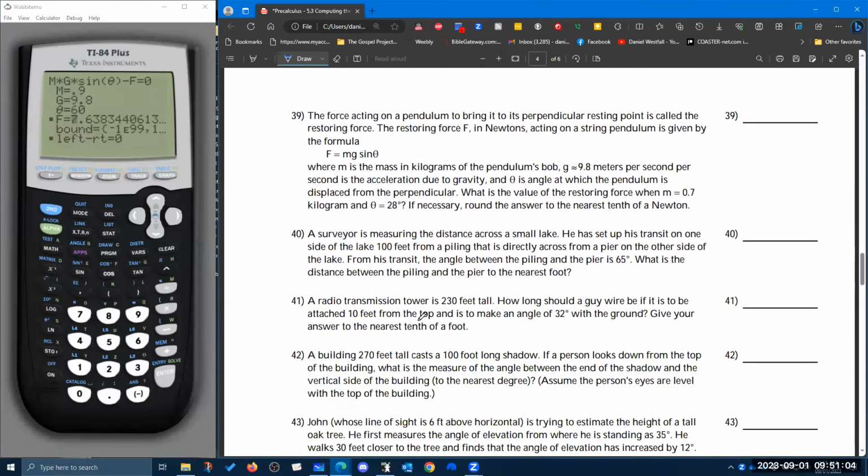We have one last problem in this physics applications before I come back to the next video where we'll do these surveying problems. So again, 9.8 meters per second squared for gravity. Our mass is 0.7 this time. And the angle is going to be 28 degrees. And alpha solve. And we get that this is 3.2 newtons.